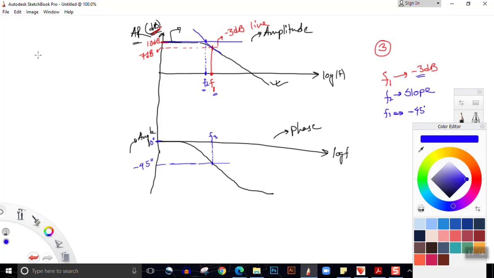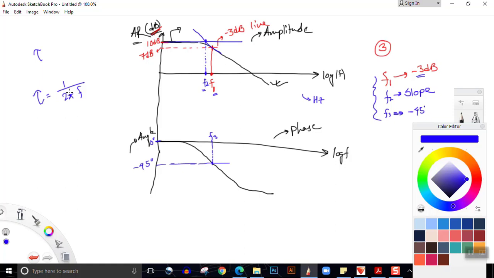Similar to the process of finding tau, we have three processes of finding f as well: minus 3 dB, slope, and minus 45 degree methods. We find the average of all the three methods to find the break frequency. One thing to be noted is that this break frequency is in the unit hertz, and our tau is equal to 1 by 2 pi f. Now, this f is equal to the break frequency, that is the average of F1, F2, and F3. From that, we get the time constant.